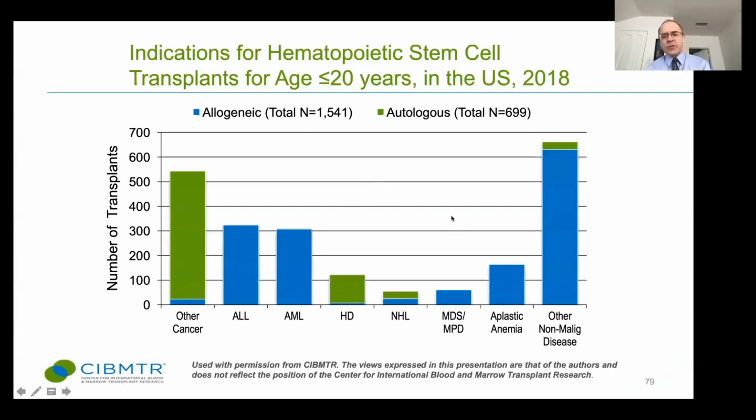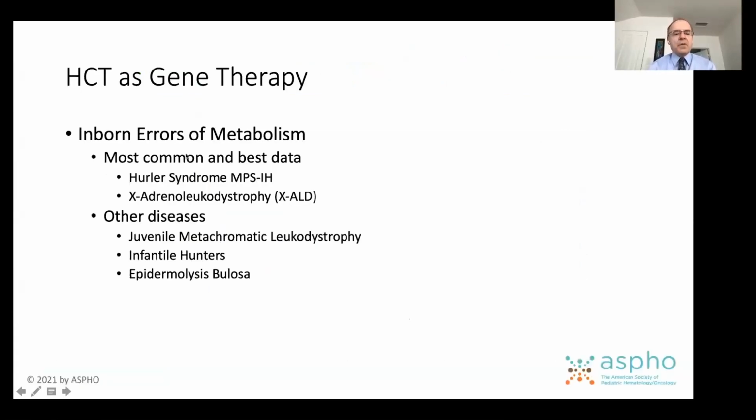Here are indications that are most commonly used for transplantations. As you can see in the other malignant category, a lot of this is the neuroblastoma and other auto patients. You can see a lot of patients are transplanted for aplastic anemia, AML, ALL.